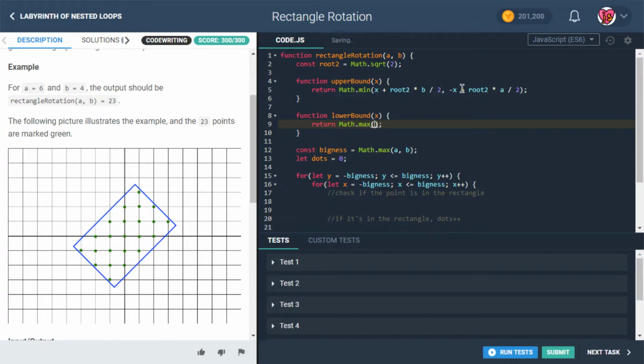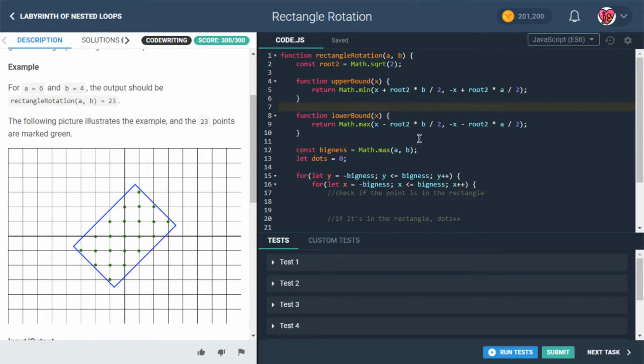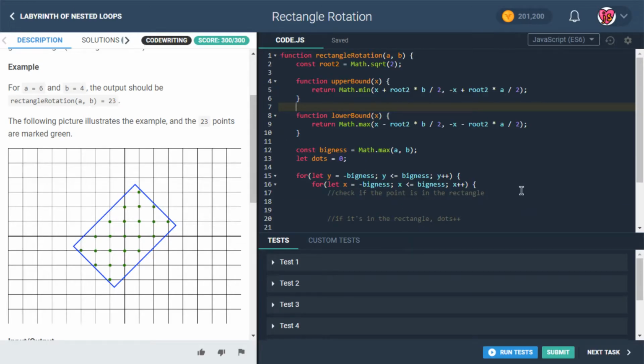So we had one with a slope of x, and I think the y-intercept was negative root 2 times b over 2. And then one with a slope of negative x minus root 2 times a over 2. Did I get that right? Let's verify it. x minus root 2b over 2. Great. And then negative x minus root 2a over 2. Cool. Okay, I think we're good with these.